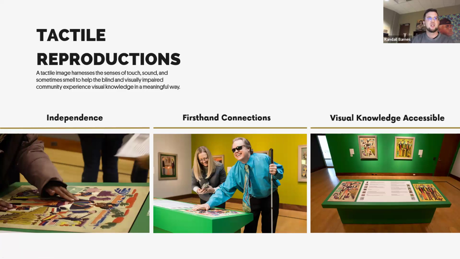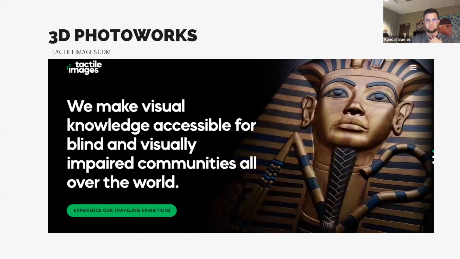And so here you can see the stand, our tactile station that we built. It's wheelchair accessible, it meets ADA requirements, things like this. 3D PhotoWorks is the company that we use, tactileimages.com. They make visual knowledge accessible for blind and visually impaired communities all over the world.